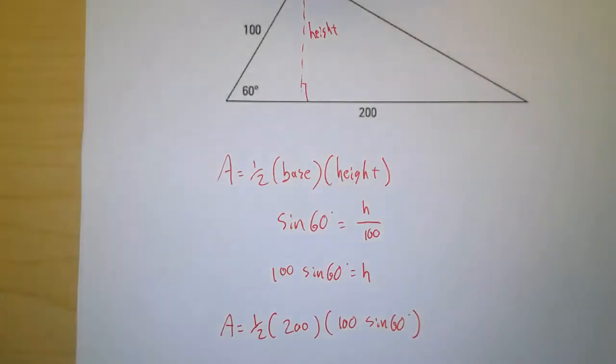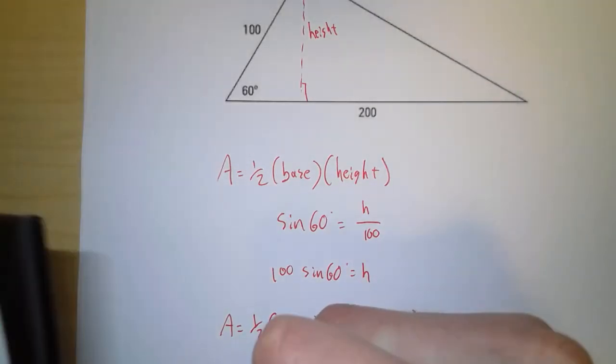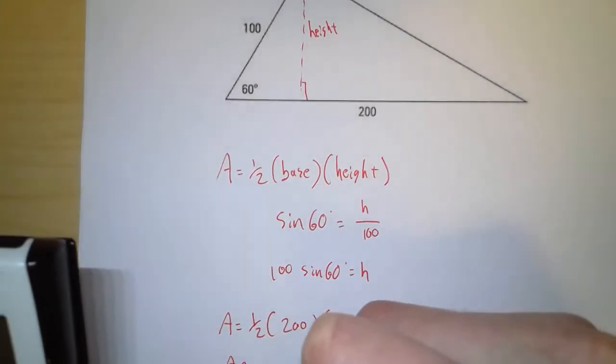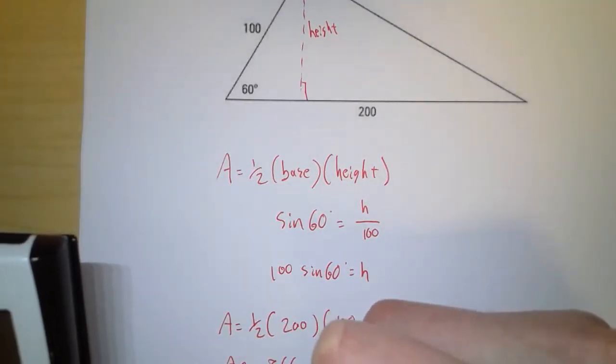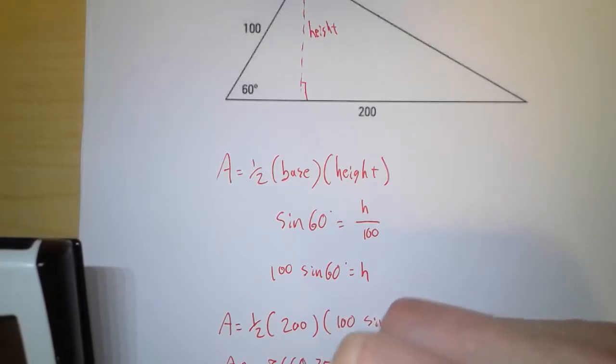And so using my calculator, I can get an approximation of this. And so our area is approximately 8,660.254.